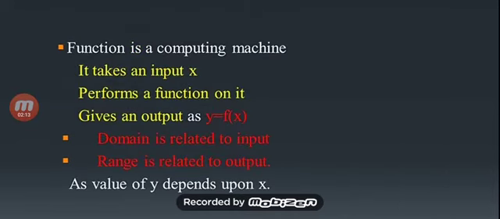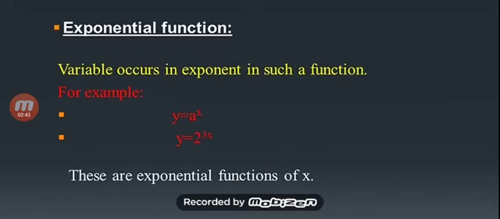We can also define function as a computing machine. A computing machine needs an input, performs a function on it, and gives an output as y is equal to f of x. Domain is always related to input of the function, that is x, and range is always related to output of the function, that is y. As always, the value of y depends upon x. So now we can discuss different types of function.